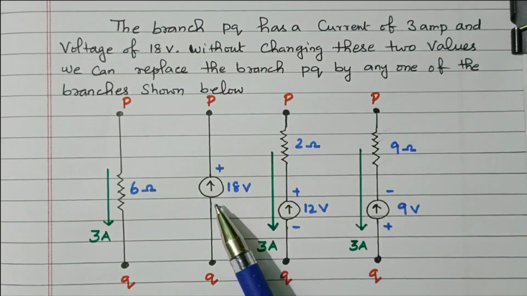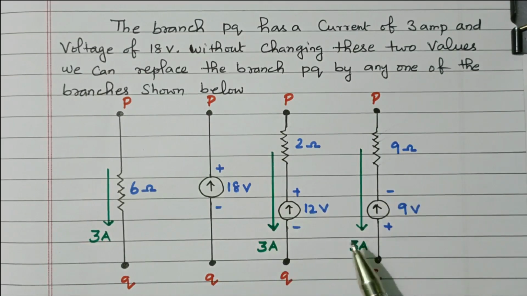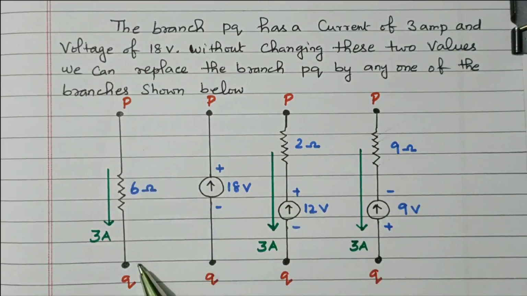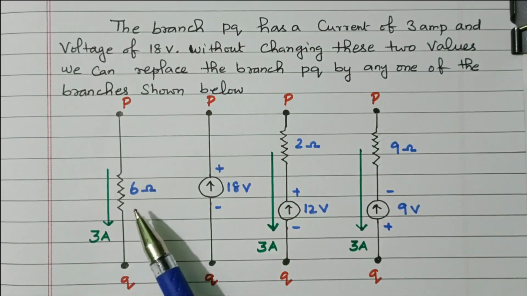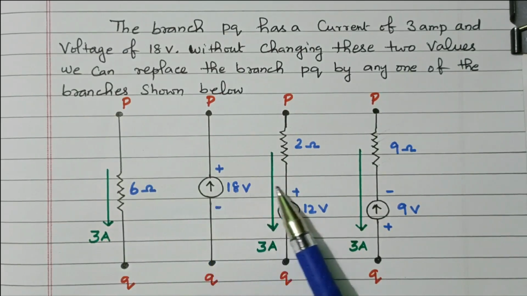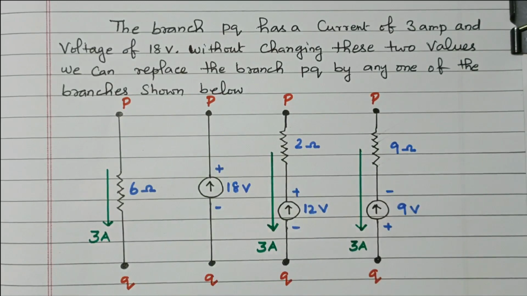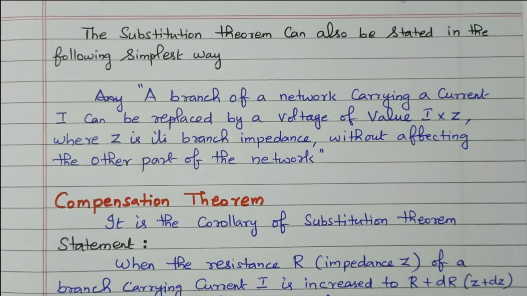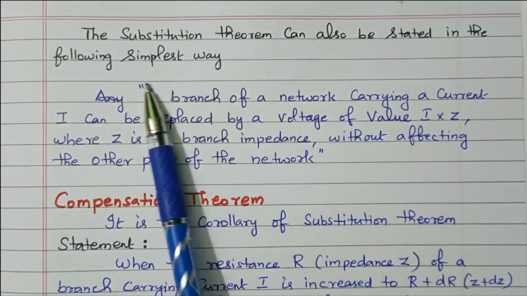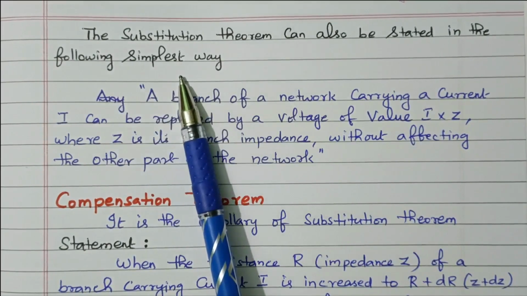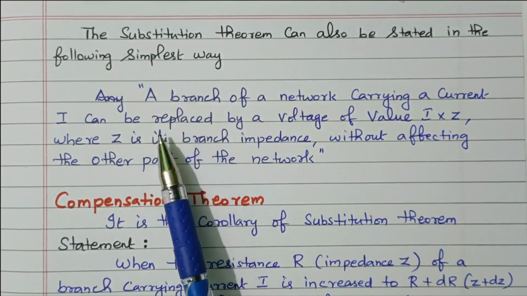So in all the cases we are getting 18 voltage, right? So the original branch PQ with 6 ohm resistor and 3 ampere, that is a voltage drop of 18 voltage, is replaced with these 3 different possibilities. Now we'll go for the further description. The substitution theorem can be stated in the simplest way. Another way of statement is also available.